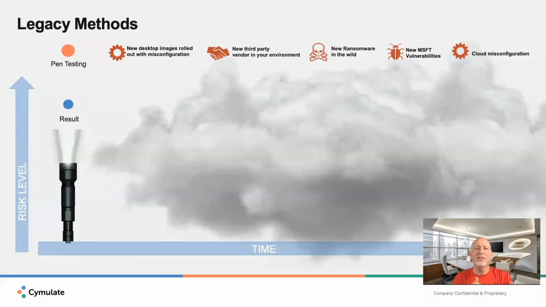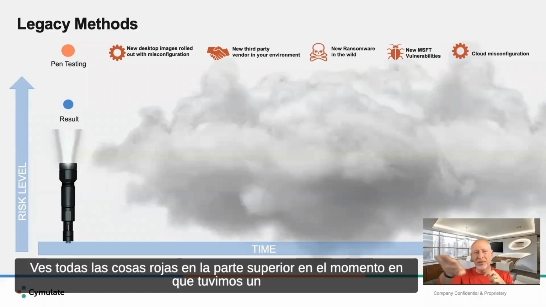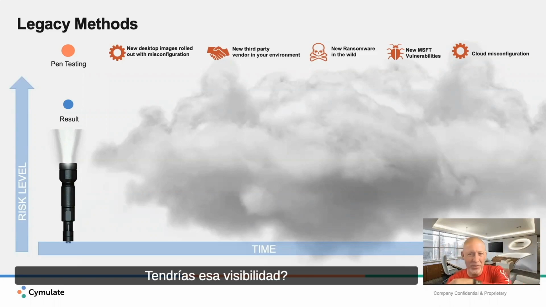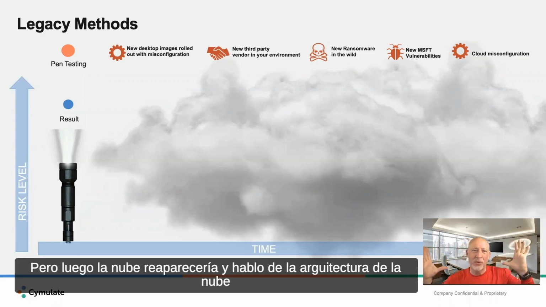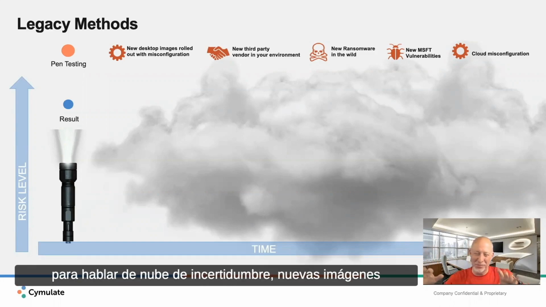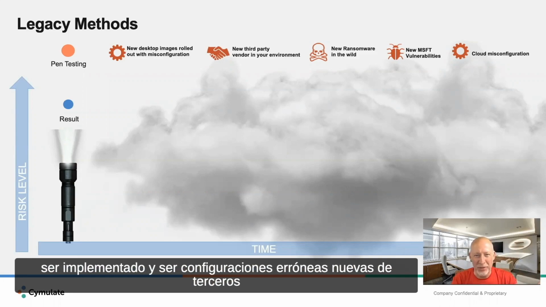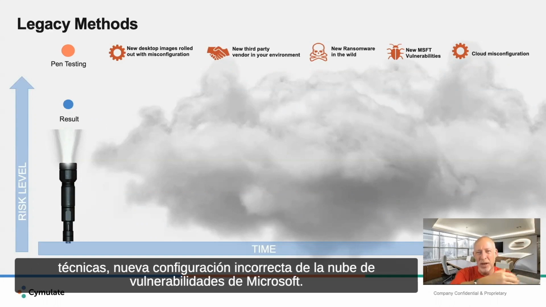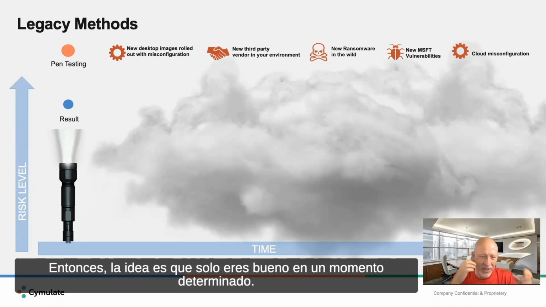And the result of this, you see all the red stuff at the top: the minute we had a pen test, which was very manual and rote, you'd have that flashlight giving you visibility. But then the cloud would reappear. And I'm not talking about the cloud architecture, I'm talking about the cloud of uncertainty. New images would be rolled out and there'd be misconfigurations, new third-party vendors in the environment with vulnerabilities, new ransomware techniques, new Microsoft vulnerabilities, cloud misconfiguration. So you were only good for that one point in time.